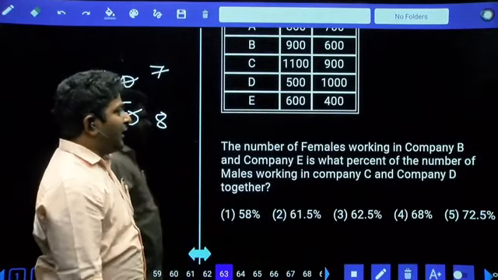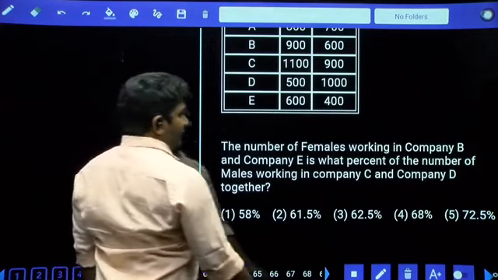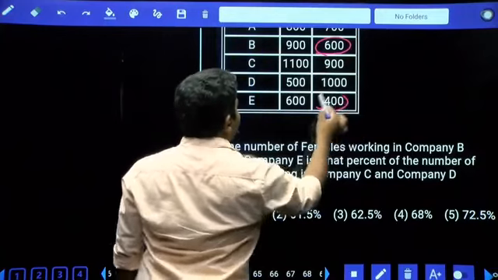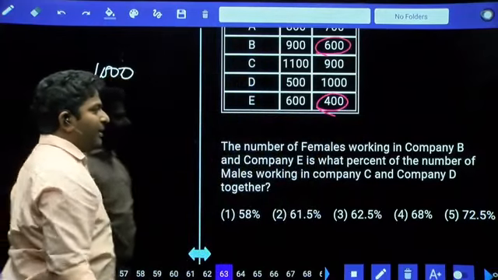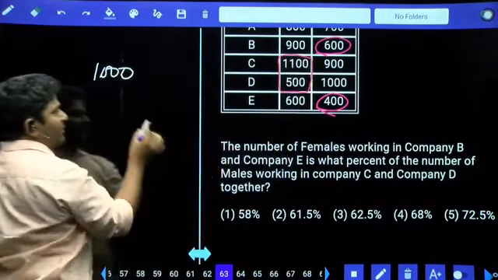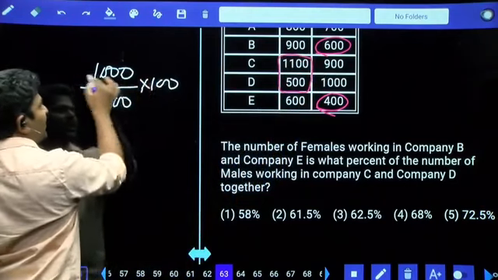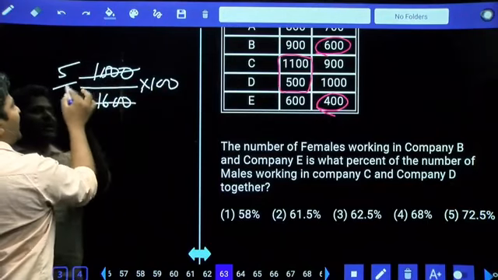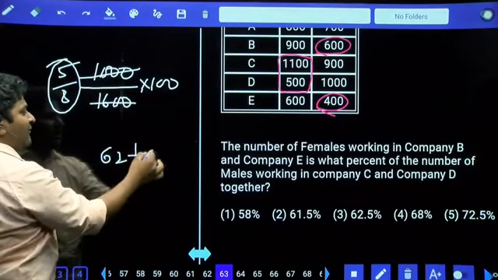Number of female working in company B and E, that is 1000, is what percentage of male working in C and D? Male working in C and D is equal to 1600. Now what percentage is that? That's what we have to calculate. 200, 5 times here, 200, 8 times here, 5 by 8. 5 by 8 in the sense that is 62.5 percentage.